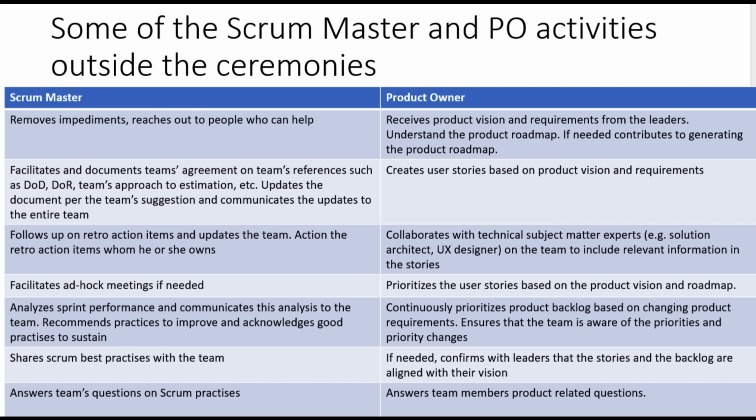Another important part of the Scrum Master's tasks outside the ceremonies is following up on the retro action items and updating the team members. Please note that some retro action items may be assigned to the Scrum Master himself or herself. In that case, actioning the retro action items that he or she owns is yet another part of the Scrum Master's job. There are times that the team or some team members may need to meet on an ad hoc basis. Facilitating some of such ad hoc meetings is also normally part of the Scrum Master's job.